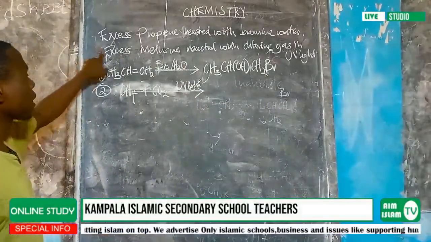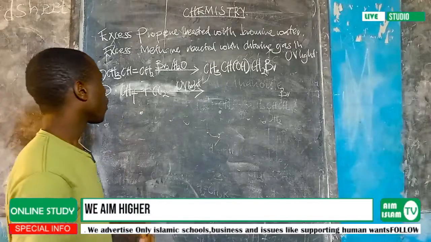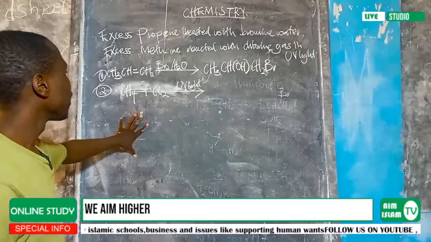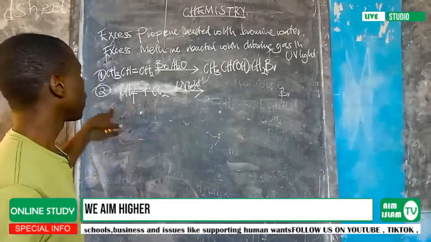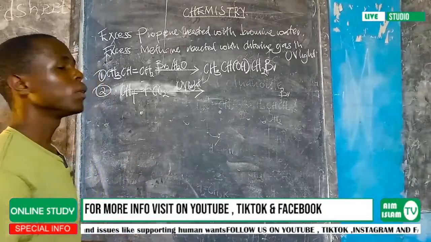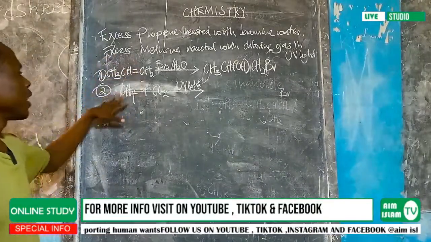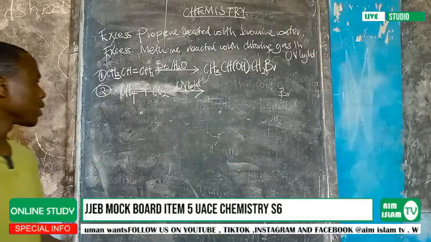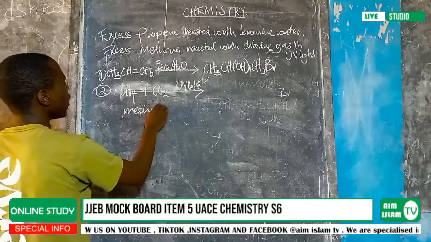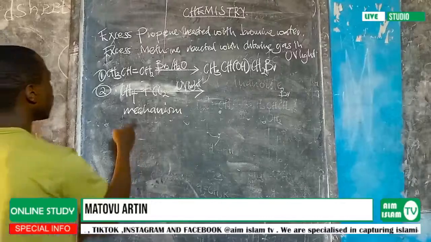Now, since they said excess, it means we shall form one product of chlorine. Because now we know this is a chlorination process. Chlorination, if chlorine is in excess, we obtain more of the compound, from 1-chloromethane up to tetrachloromethane. But simply, they are saying excess. That means methane is the one that is in excess. So in the mechanism we shall have more of methane dominating.